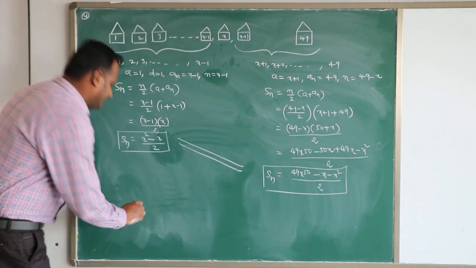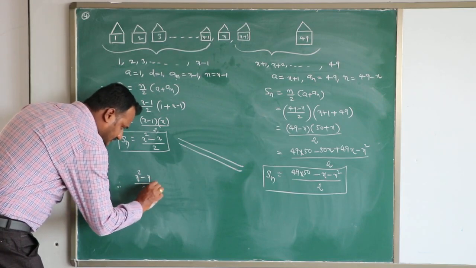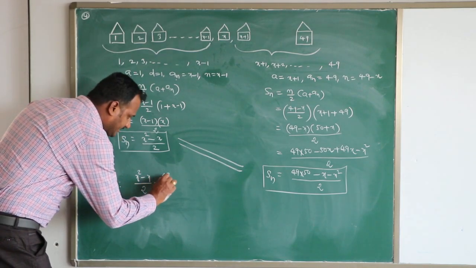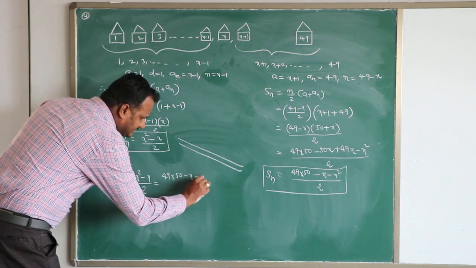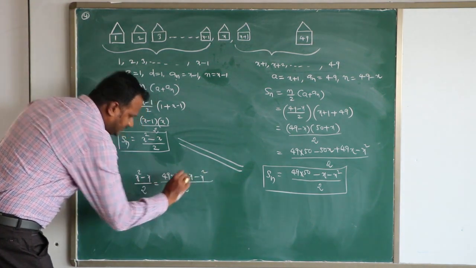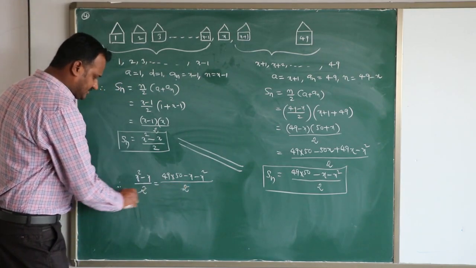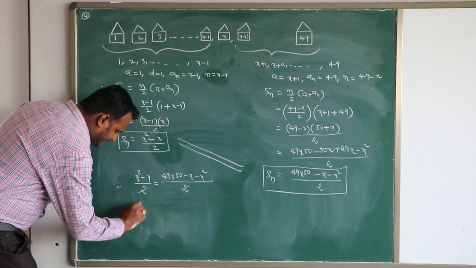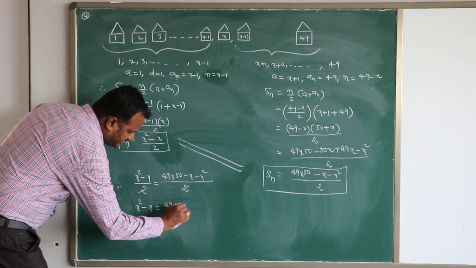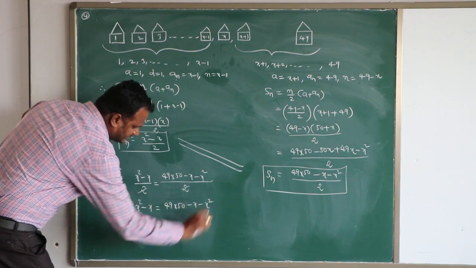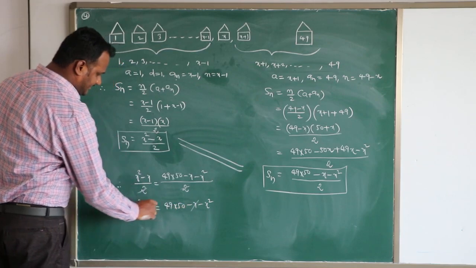While equating both of them, (x square minus x) divided by 2 is equal to (49 into 50 minus x square) whole divided by 2. Any cancellation here? We can cancel 2 and 2, right? And then write the remaining terms. x square minus x is equal to 49 into 50 minus x square. Any cancellation still? We can cancel minus x and minus x.